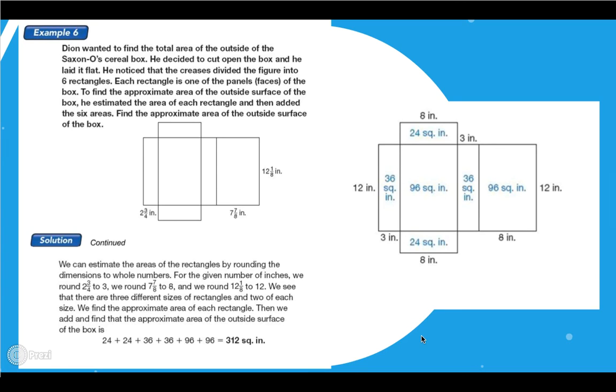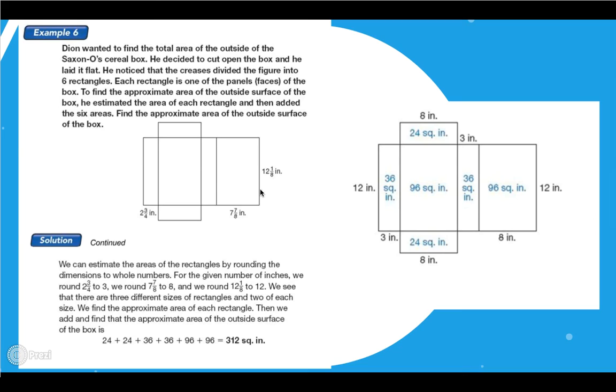All right, the last one. Dion wanted to find the total area of the outside of the cereal box. Okay, so at the end, it's going to ask you to find the approximate area. You're going to take your time and read this, okay? Because what you're going to try to do is find out each rectangle. So how do I find out each rectangle? It's length times width, right? So this section is length times width.